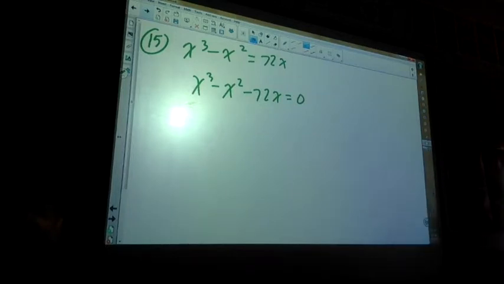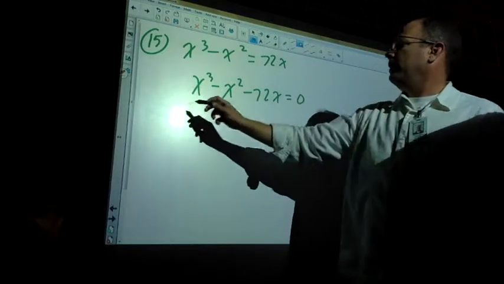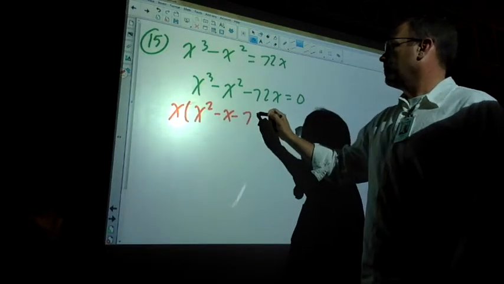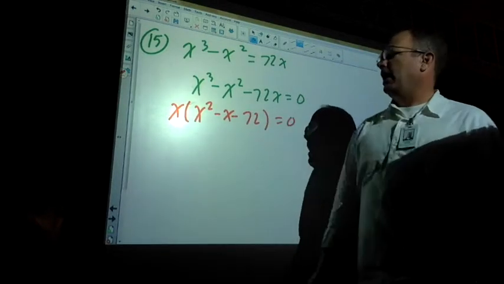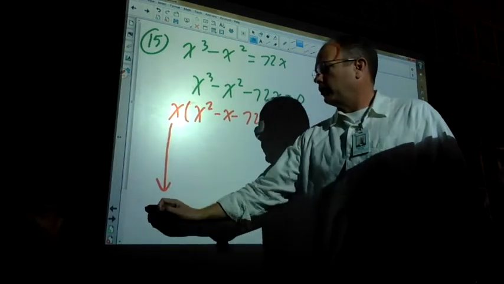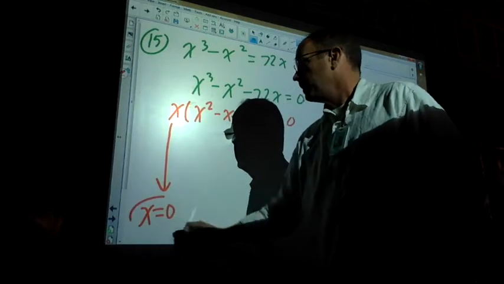Can I combine any of my x values together? No. I have a third dimension, a second dimension, and a first dimension. They can't add together or subtract. But I do have a greatest common factor of x. So I get that. What will this answer be? 0. Yep. So there's my first answer.